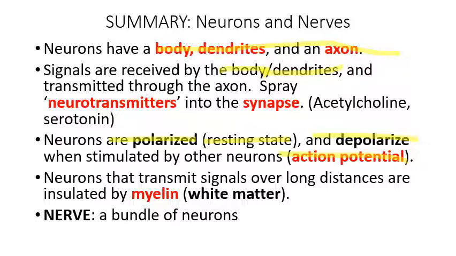Neurons that have very long axons are insulated with myelin, and we call that white matter. And a nerve is simply a bundle of neurons that's put together with a blood vessel or two and some connective tissue on the outside. And it's sort of like a transatlantic or a trans-Pacific telephone cable.